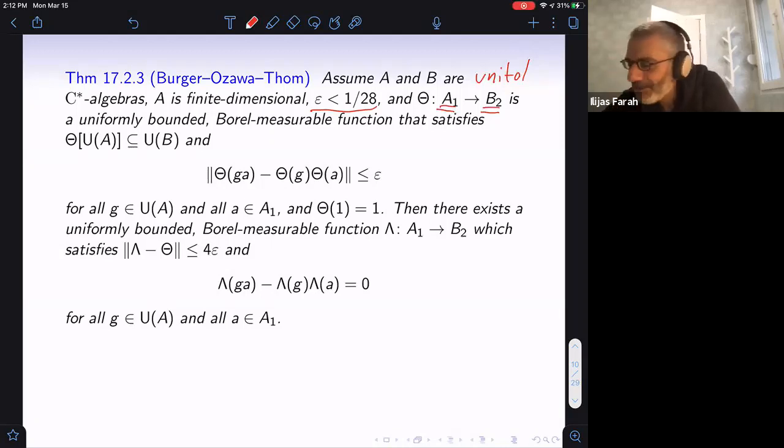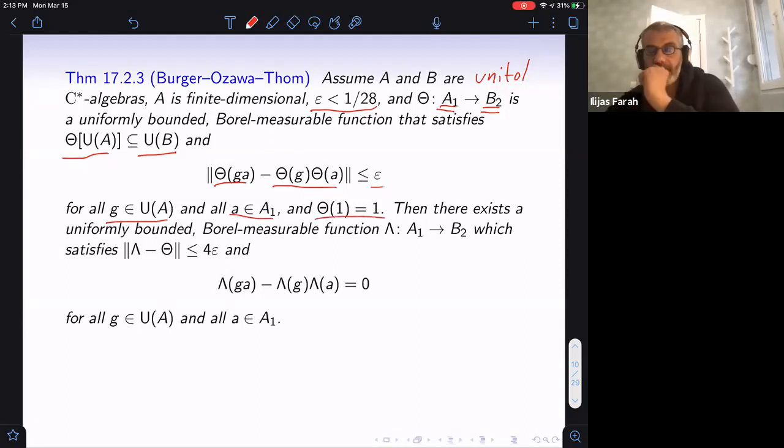So theta is a uniformly bounded Borel measurable function. Actually, uniformly bounded is not necessary, because it's a B2, which satisfies that theta maps U of A into U of B. This is useful for some technical reasons, definitely not substantial, as you'll see from the proof. And theta(GA) minus theta(G)theta(A) is in norm at most epsilon for all G in the unitary group and for all A in the unit ball. And also we assume that theta(1) is equal to 1.